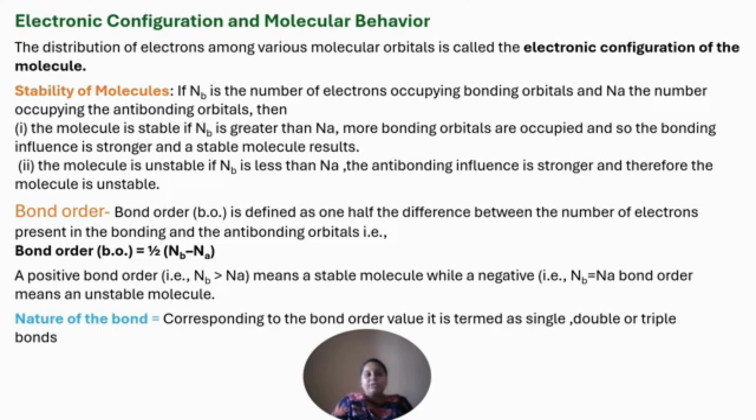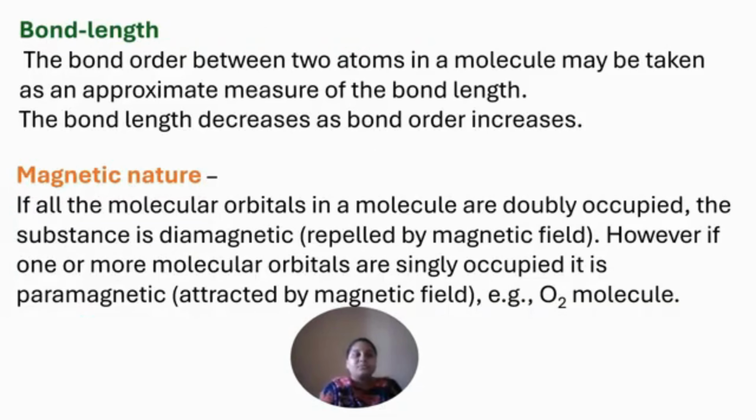So what is bond order? It is one half of the difference between the number of electrons present in the bonding and anti-bonding orbitals, that is 1/2 (Nb minus Na). A positive bond order means Nb, the number of bonding electrons, is more than that of anti-bonding, and the nature of the bond is taken as single, double or triple. The next is bond length. The bond order between two atoms is taken as an approximate measure. Bond length decreases if the bond order increases.